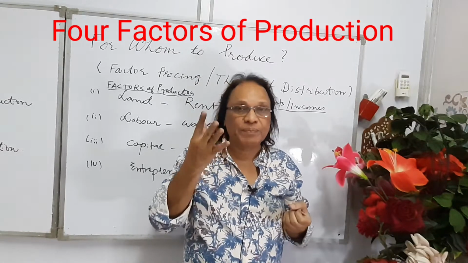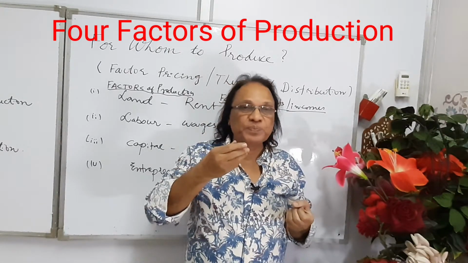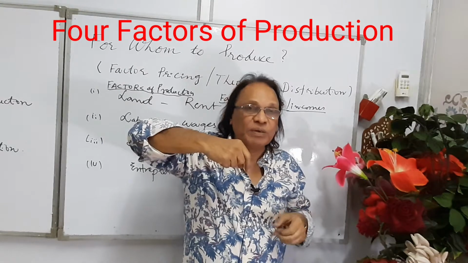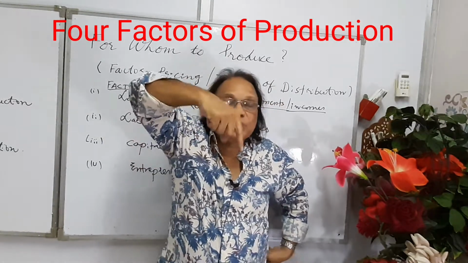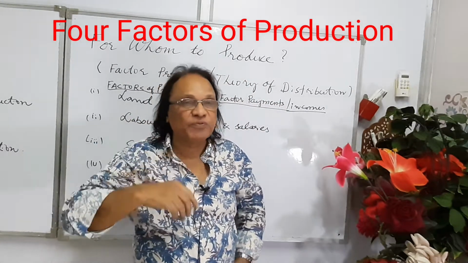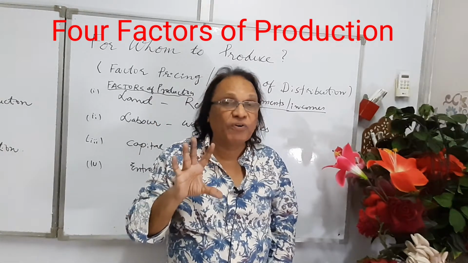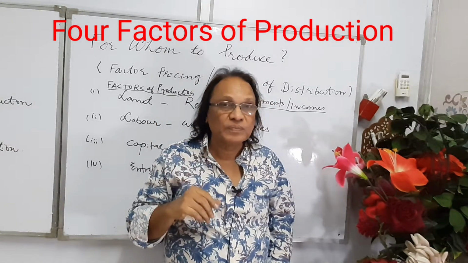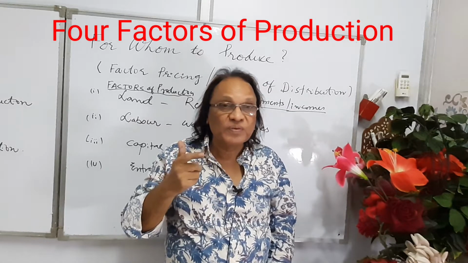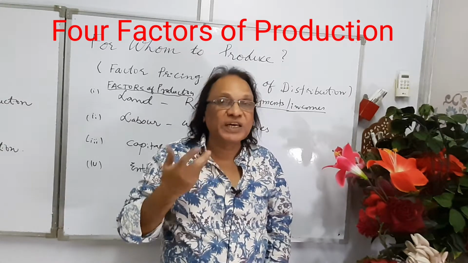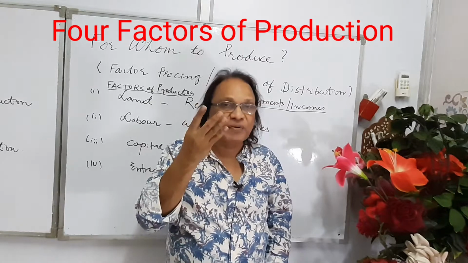So land, labor, capital. Let's understand this concept. They produced a pen with the help of these four, and sold it for 10 rupees. So all four factors of production have a share in this pen.